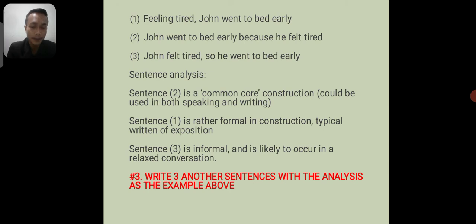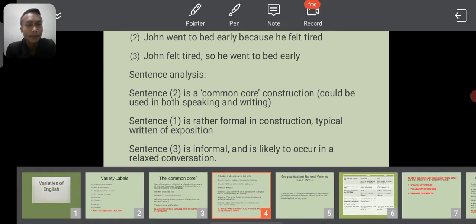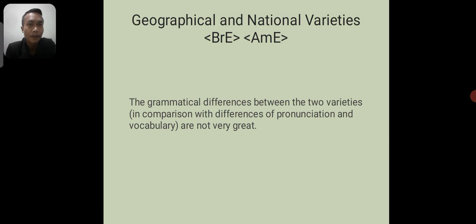Okay, the second sentence is common core construction, or could be used in both speaking and writing. Mill laughs out loudly because he feels happy. And then the third sentence is informal and is likely to occur in a relaxed conversation. Mill feels happy, so he laughs out loudly.